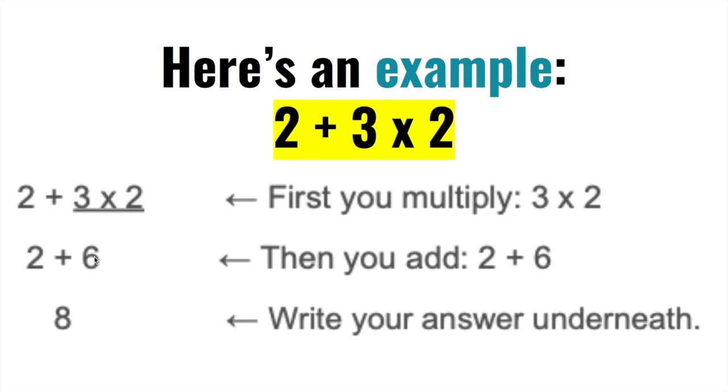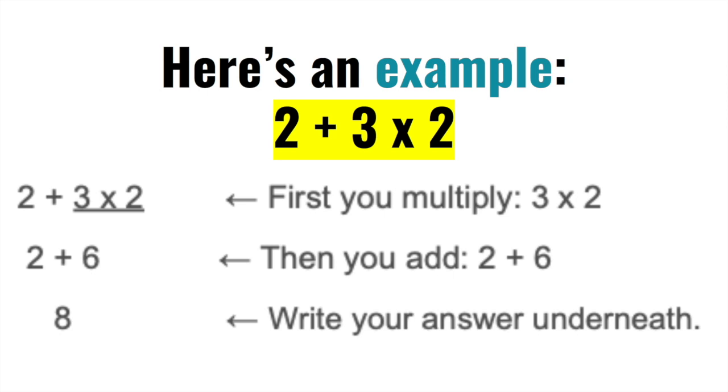We bring that down to the next line. We have not used the 2 plus, so we will bring that down, changing it to 2 plus 6. Then all we have left to do is add 2 plus 6 equals 8. Write your final answer on the next line.